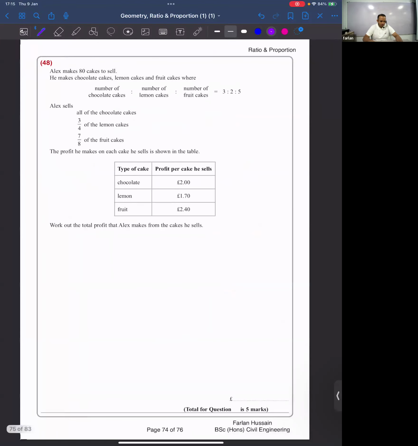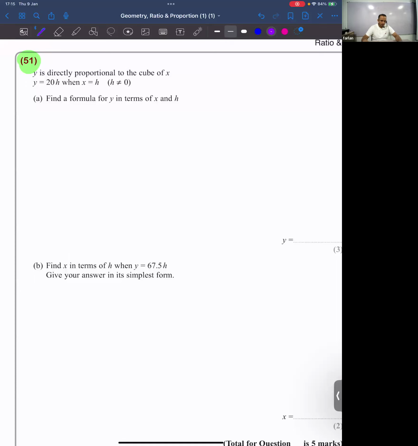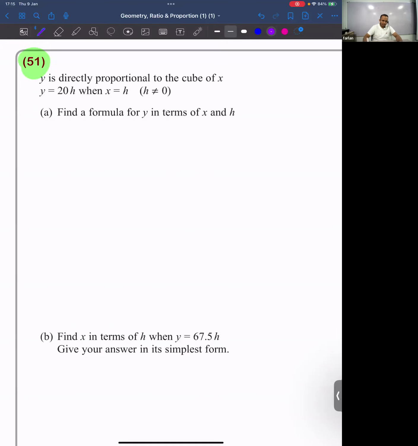Question 51. Y is directly proportional to the cube of x. Y is 20h when x is equal to h. Find the formula for y in terms of x and h. Y is directly proportional to the cube of x, so that means y is proportional to x cube, which is y equals kx cube.